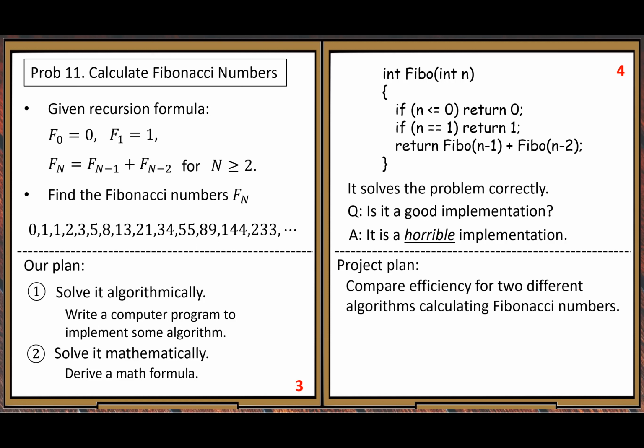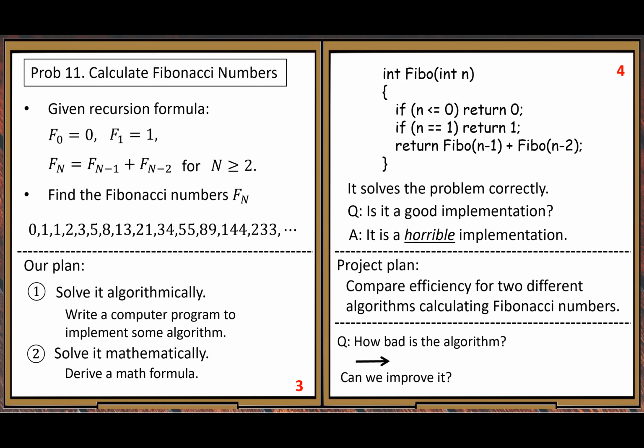Compare efficiency of calculating Fibonacci numbers. How bad is the algorithm? Can we improve it? If it is so bad, can we improve it? We need to find the problem first. If we can identify where the problem is in this implementation, that specific problem property, then we can improve it.